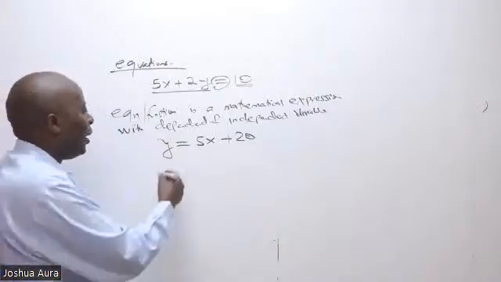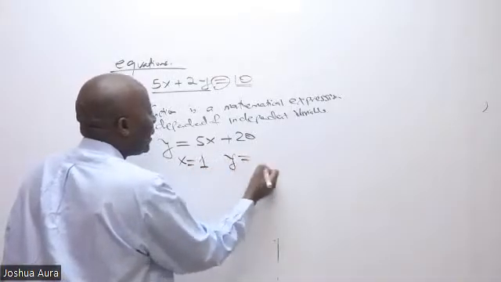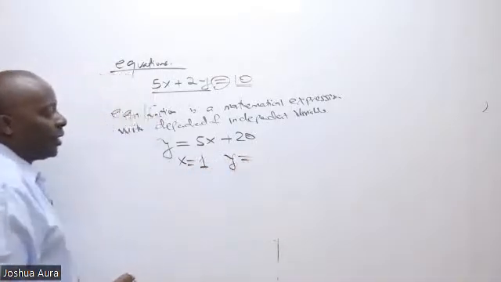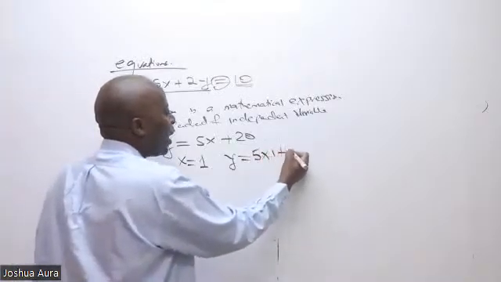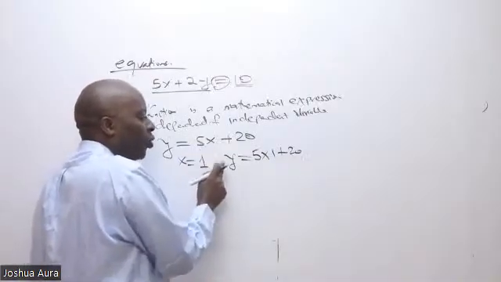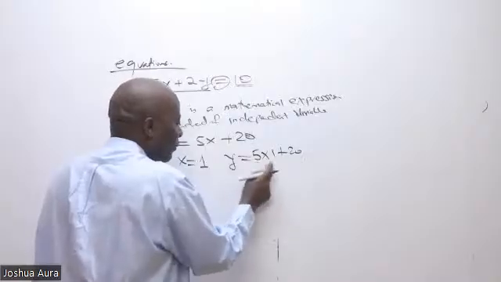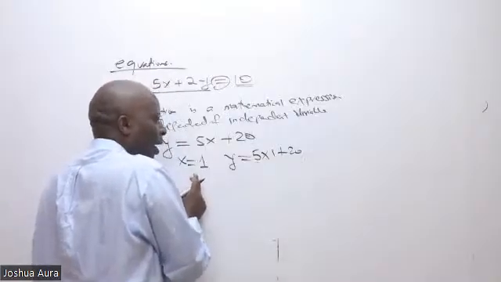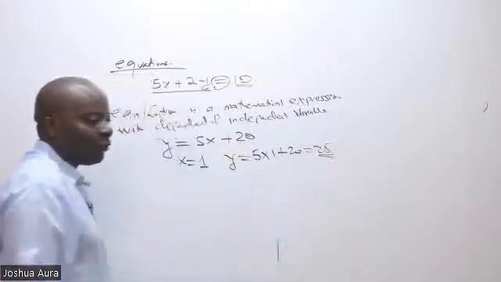Such that if you tell me that x in this case equals 1, then I will easily give you the value of y. So y here will be 5 times x, which is 1, plus 20. I'm simply trying to fix x here. So y will be 5 times 1, plus 20, which gives me 25.